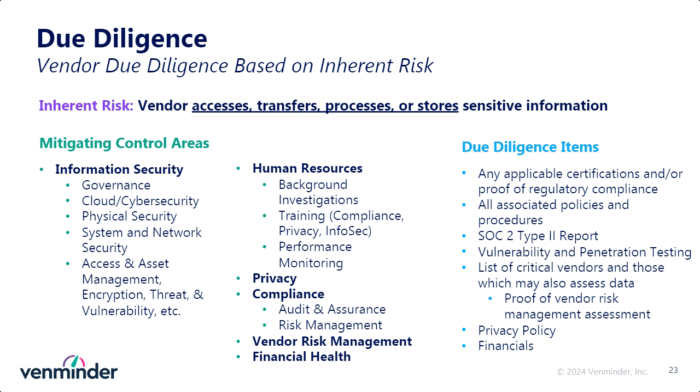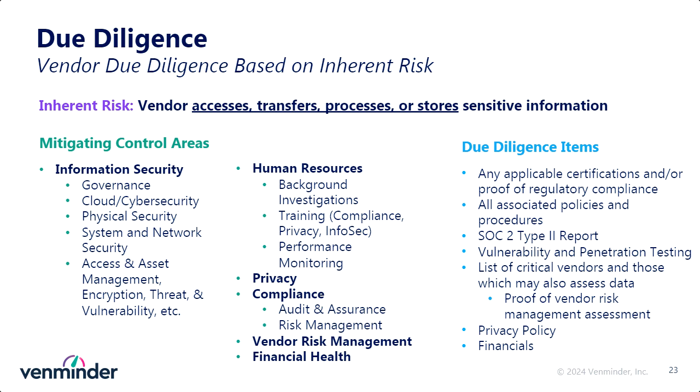The first inherent risk is a vendor who accesses, transfers, processes, or stores sensitive information. Because that vendor has a lot of control over sensitive information, you'll need to evaluate several control areas. You obviously want to make sure that the vendor's technology systems are capable of protecting your information. So some of those control areas would be the vendor's system and network security and threat and vulnerability detection.